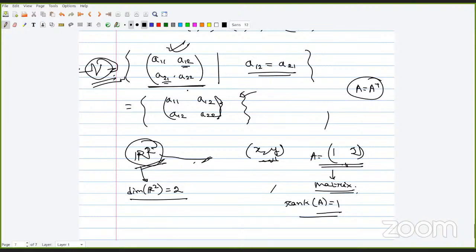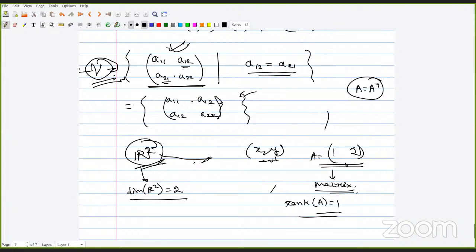Is it clear? Yes, sir. No, it is clear to you, but whoever asked this, I forgot. Dimension of the R2 and right. Yeah, sir. One minute, sir. Ashutosh, is it clear? Yes, sir.